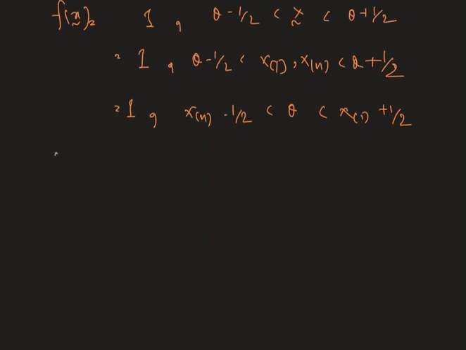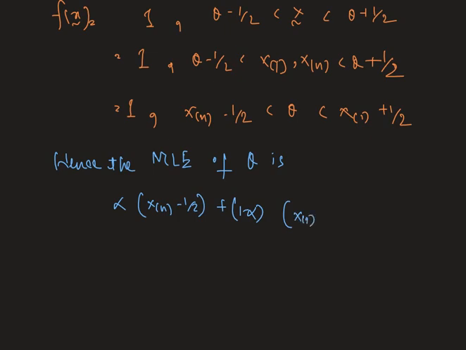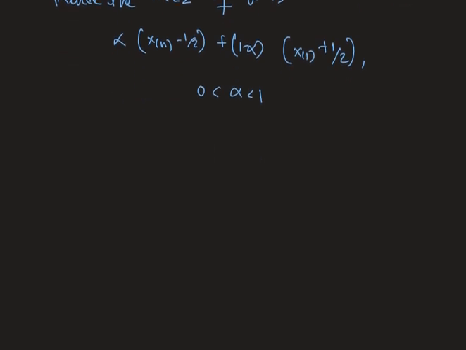Hence the MLE of theta is a linear combination of x order n minus half and x order 1 plus half, where x order n is the maximum of x1, x2, ..., xn and x order 1 is the minimum of x1, x2, ..., xn, and here alpha must be a fraction. Now let's choose alpha equal to half.